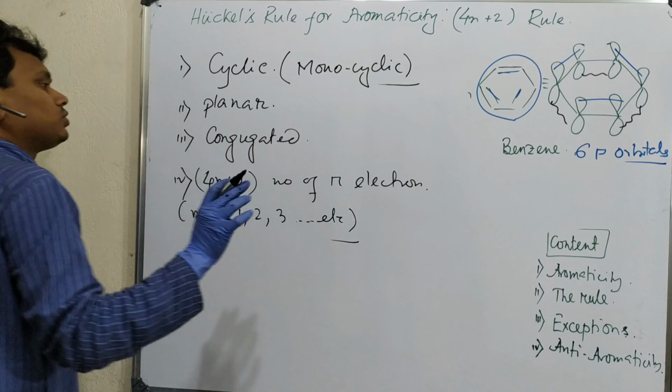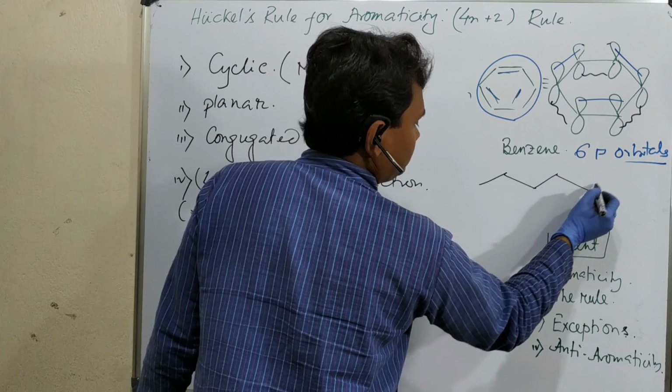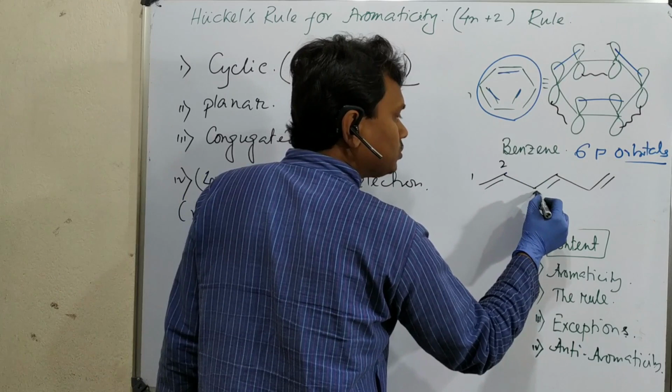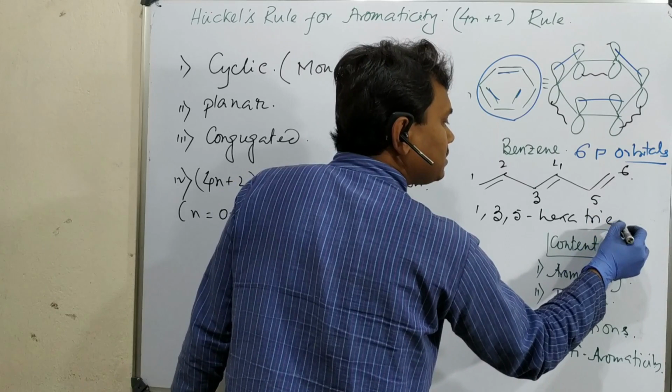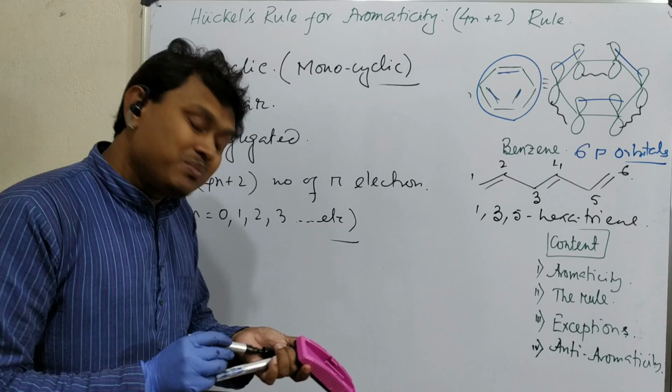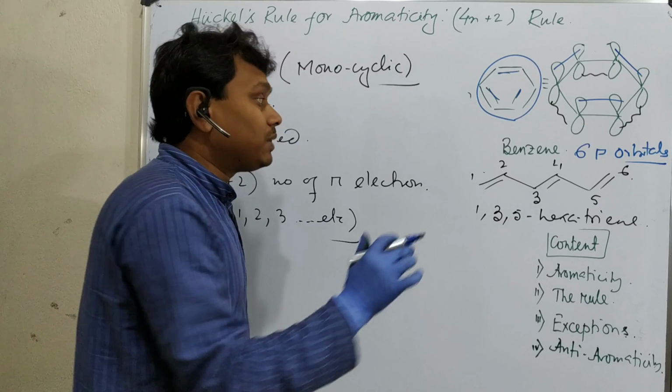For example, we are discussing a three conjugated double bond system, that is benzene. Corresponding to the acyclic one, this is 1, 2, 3, 4, 5, 6. What should be its name? 1,3,5-hexatriene. So the message I want to give here is that benzene is more stable than this because it is cyclic, and this is not cyclic. So this is not aromatic. Although it is conjugated and planar, it is non-aromatic because it is not cyclic.